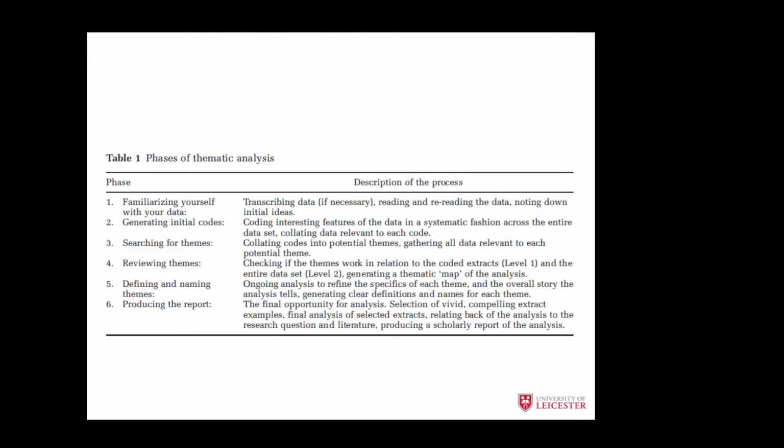Once you've got your initial themes, you need to check those back against your data set. You might have come up with a set of initial themes that you think represent your findings. You then need to go back to your data set, check your coding, and check that your themes represent what's there in your data. And then you might like to draw a thematic map of the analysis, where you show how your themes are related to each other.